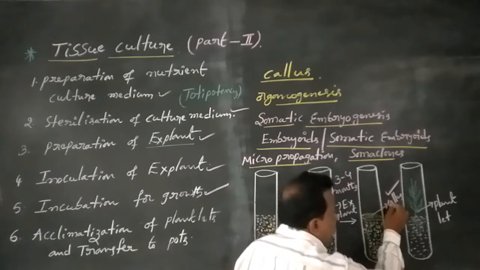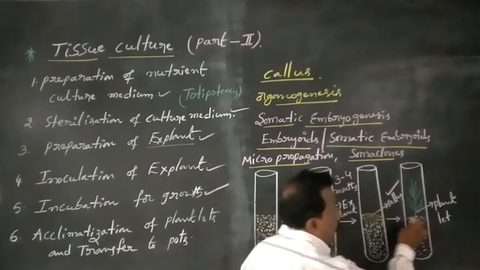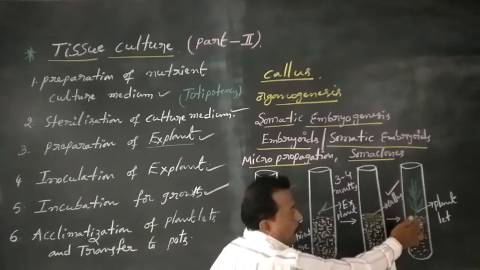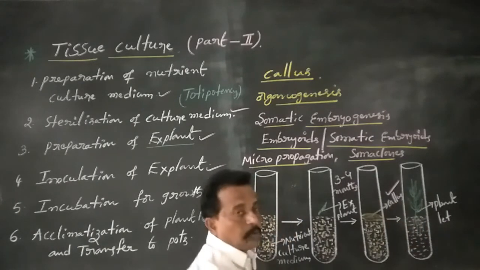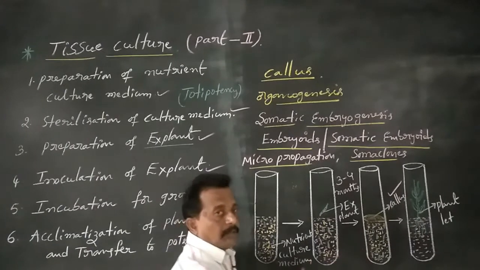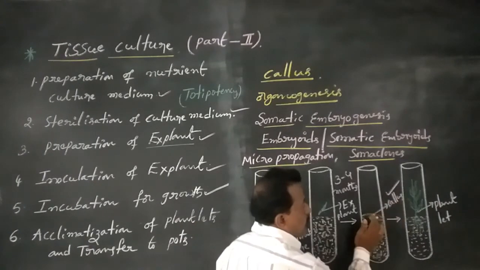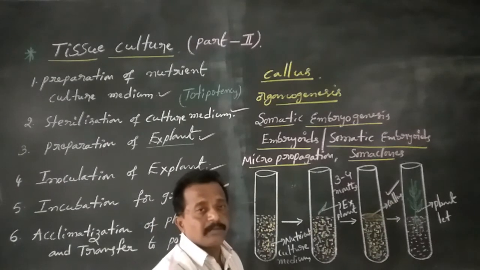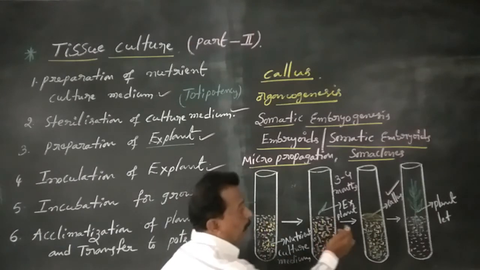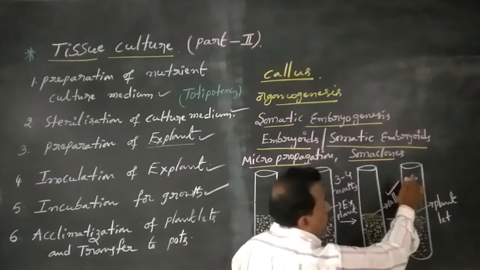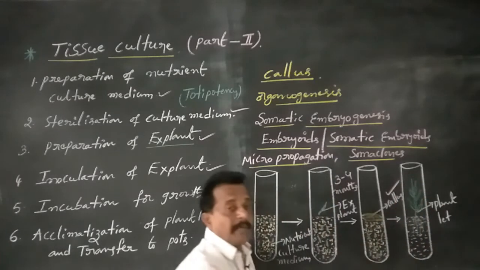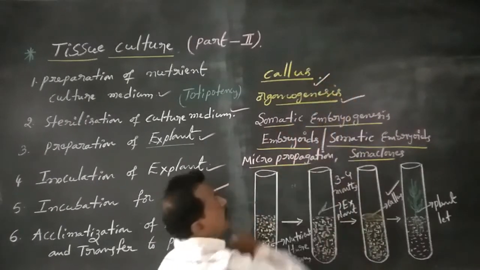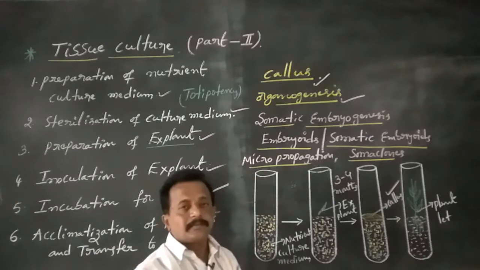Sometimes this callus directly produces shoots and roots. Otherwise, this callus first absorbs the growth regulator auxin, then absorbs the growth regulator cytokinin, to make one new plantlet, that is called organogenesis.